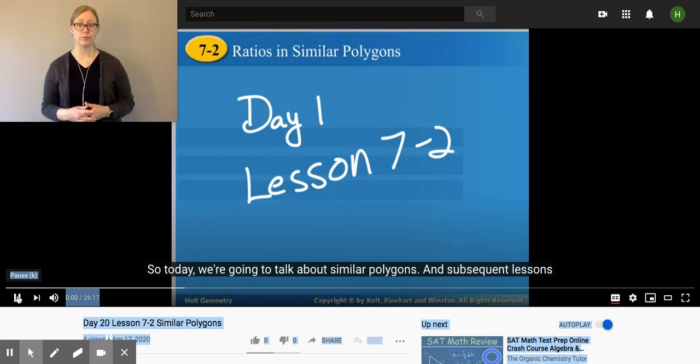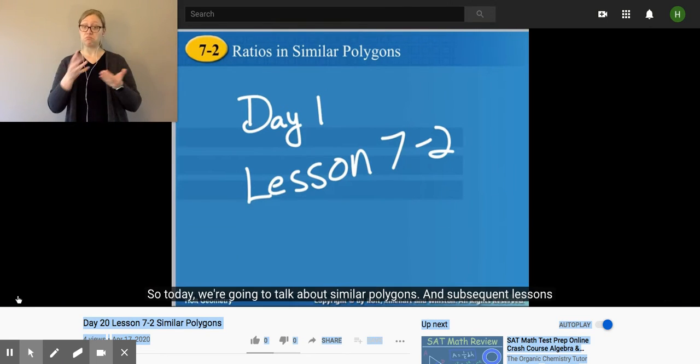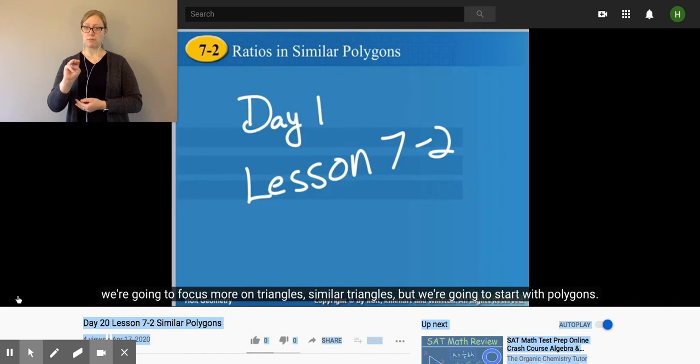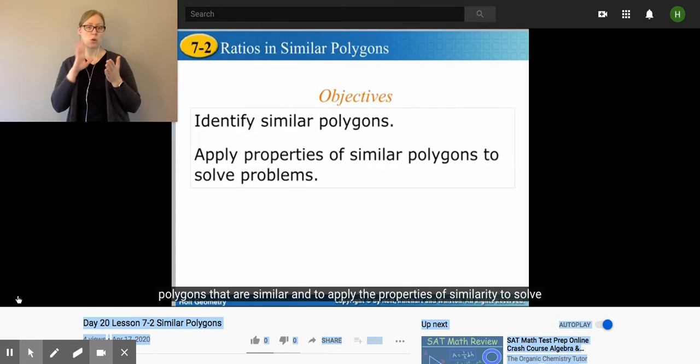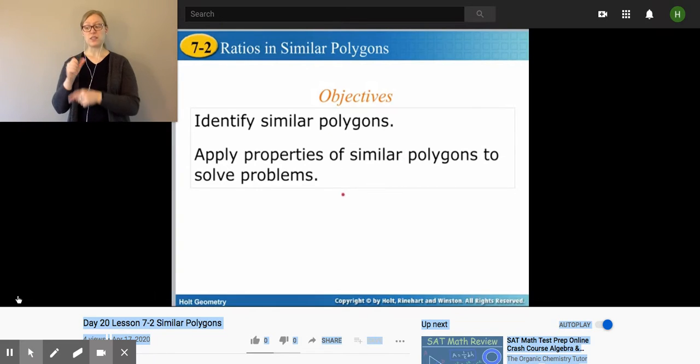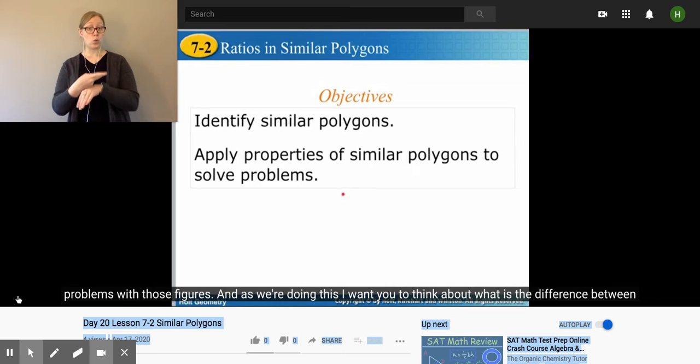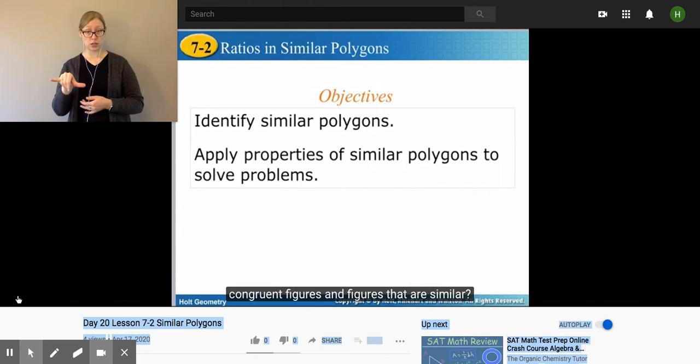So today we're going to talk about similar polygons. In subsequent lessons, we're going to focus more on triangles, similar triangles, but we're going to start with polygons. So we want to be able to identify polygons that are similar and to apply the properties of similarity to solve problems with those figures. And as we're doing this, I want you to think about what is the difference between congruent figures and figures that are similar.